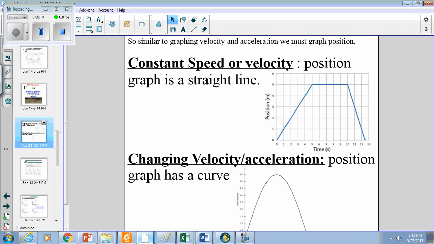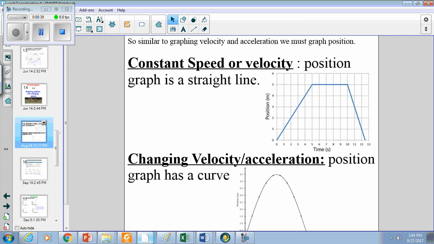So before we were able to graph our position because our velocity was constant. So if our velocity was 3 meters per second, then our position changed by 3 meters every second. So 3 meters, 6 meters, 9 meters. When you get to 3.2 homework, that's like the first question: how does the position change?